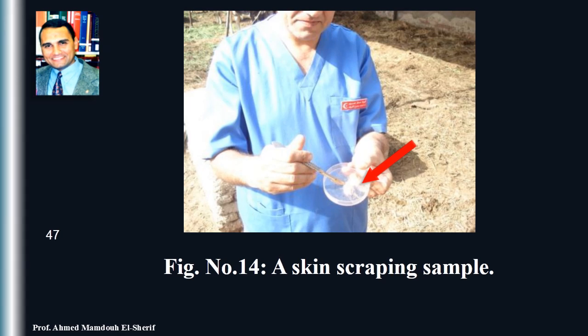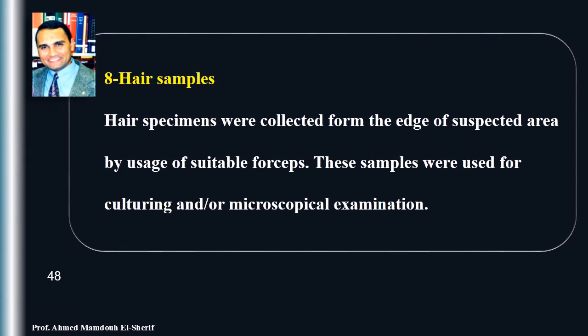This figure showed you the skin scraping samples inside the petri dish. Hair samples. Hair specimens were collected from the edge of the suspected area by using suitable forceps. These samples were used for culturing and/or microscopical examination of the hair shafts.